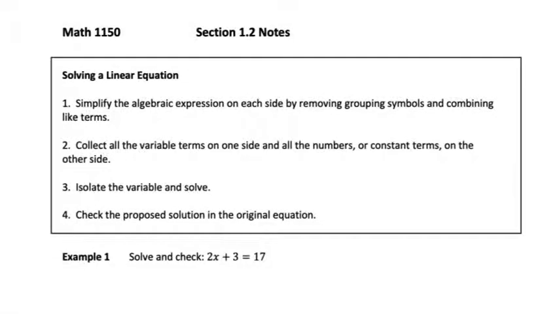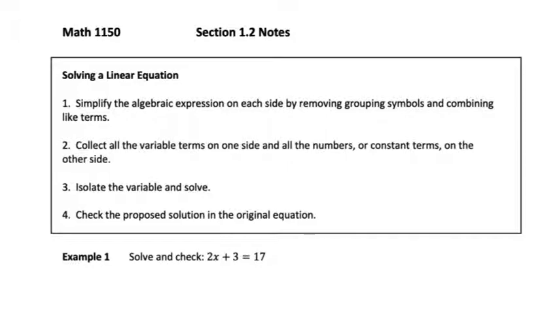In this video for section 1.2, we're going to review how to solve a linear equation. So the steps are as follows. First, we need to simplify the expression on each side by removing grouping symbols, usually parentheses, and combining like terms if necessary. Our second step is to get all of the variables on one side and all the numbers on the other side. And then we get the variable by itself, normally by dividing. Step 4 is to check our answer in our original equation.